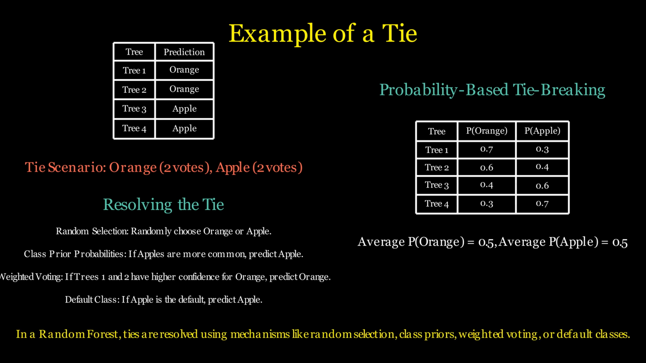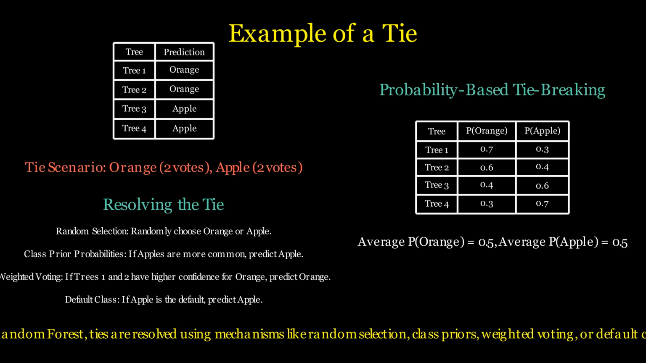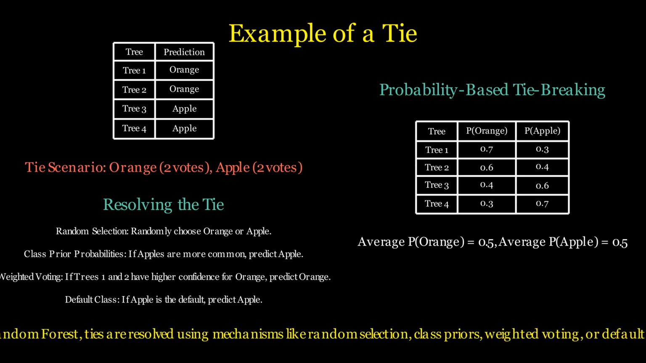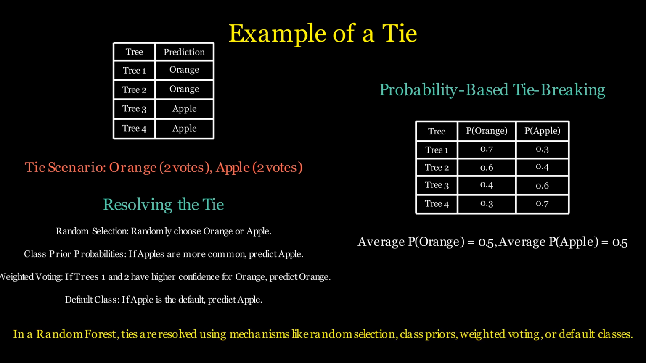In conclusion, while tie-breaking mechanisms are important, they are rarely needed in practice because random forests typically consist of hundreds or even thousands of decision trees, making ties extremely unlikely.